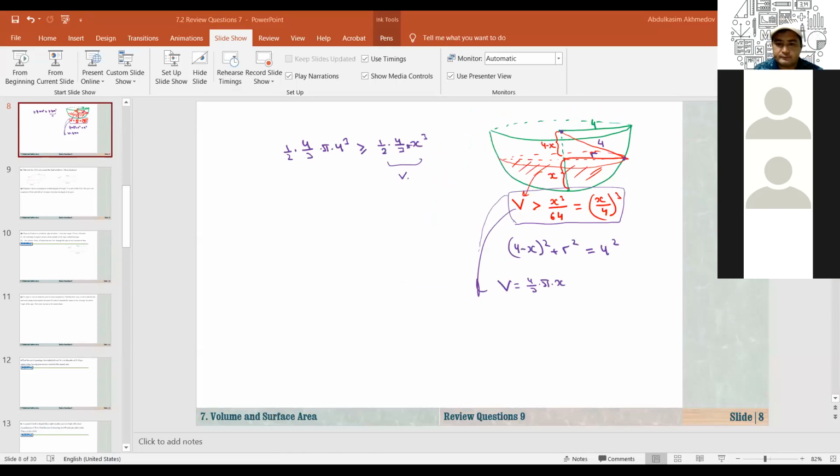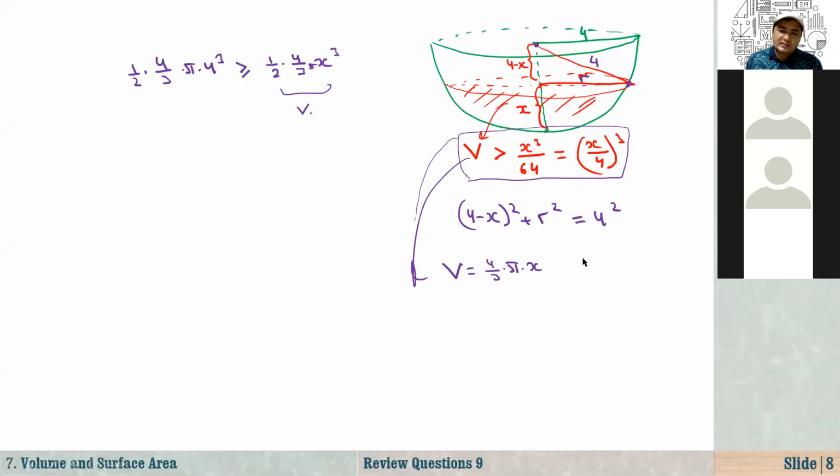Anyway, guys, let's just skip this question for a moment, okay? Let me think about this. So now, I don't know, no idea comes to me. So we have to show that the volume of the water is greater than x cubed over 64.